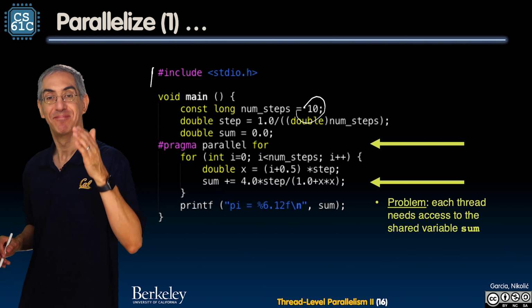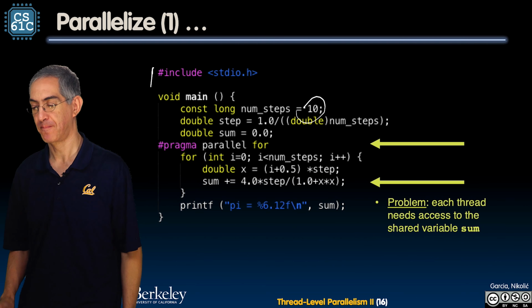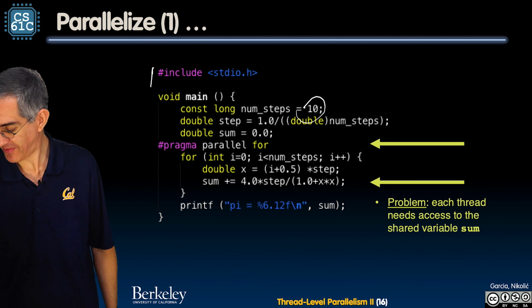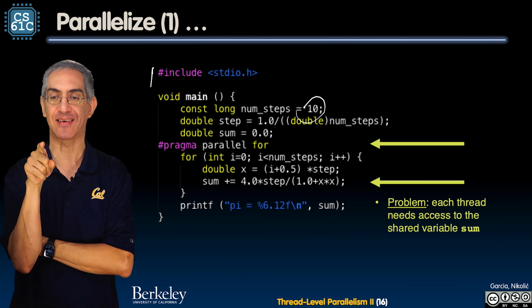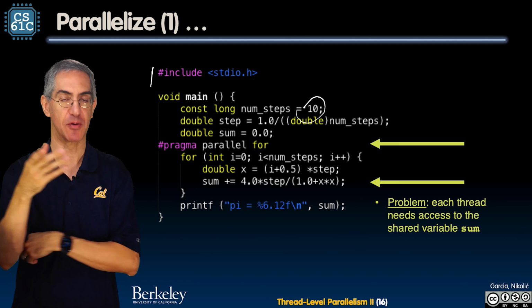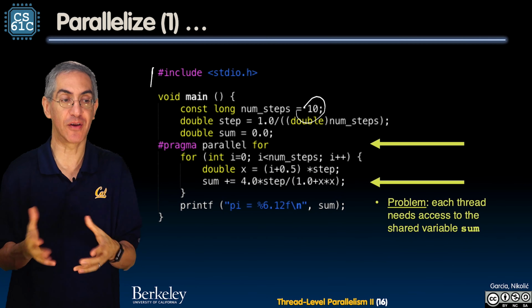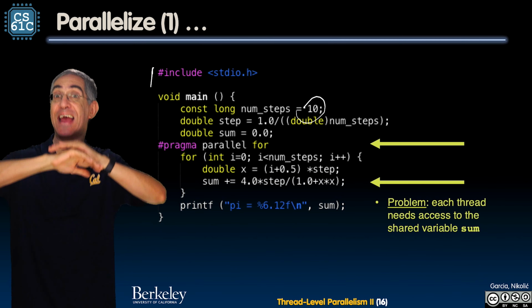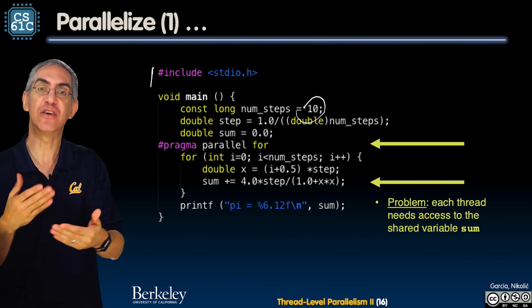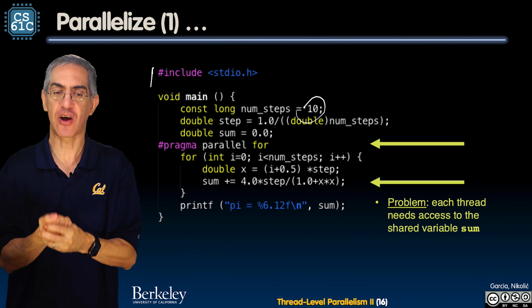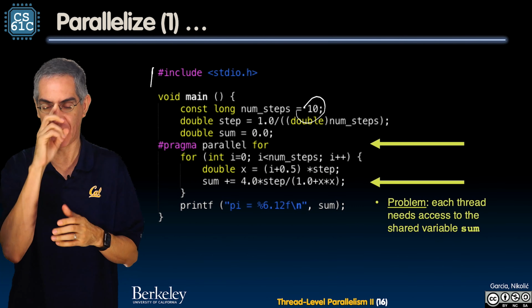And, uh-oh, I've got a problem. Why is there a problem? Let me see what the problem is here. Each thread needs access to this shared element. One of the core ideas of parallelizing anything, just in life, is: what are any shared resources? If I've got a shared resource, I really have to be very careful about it.